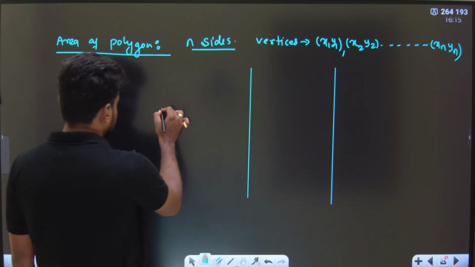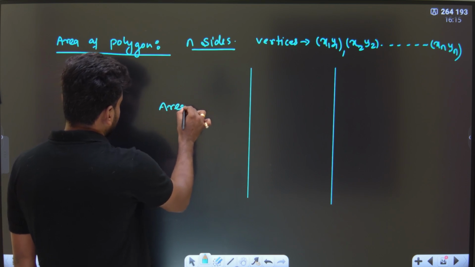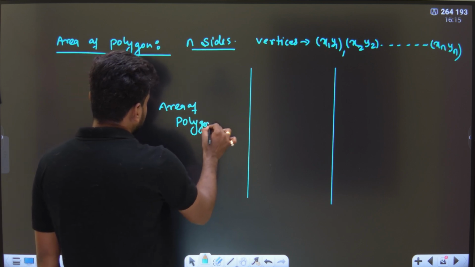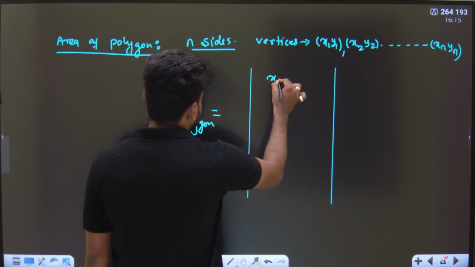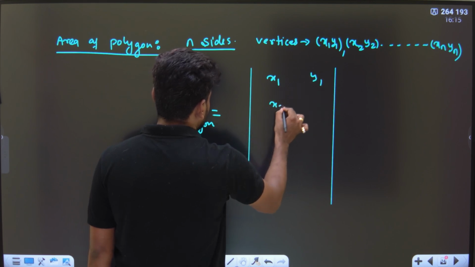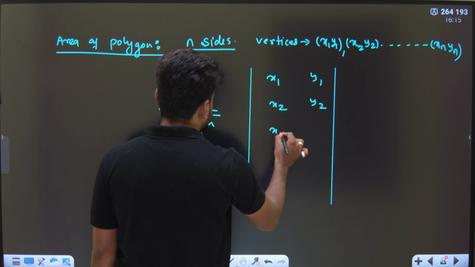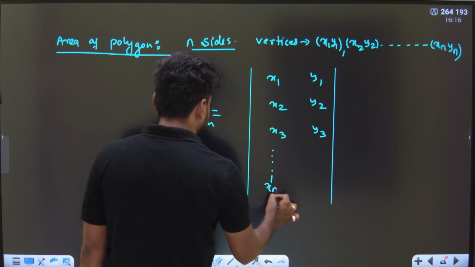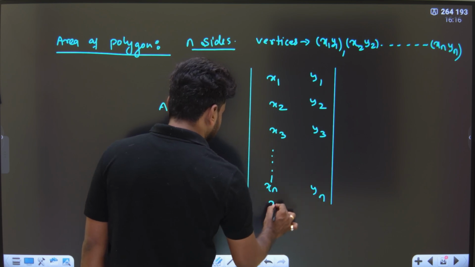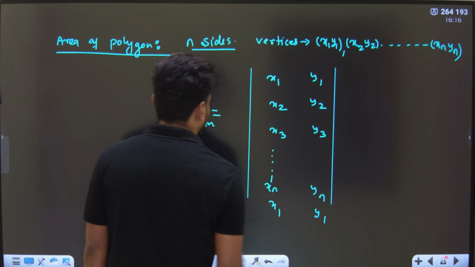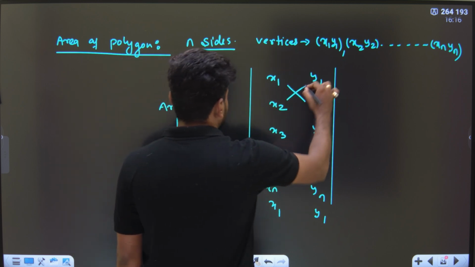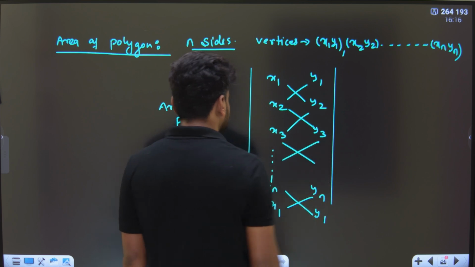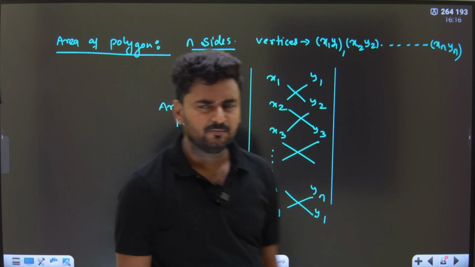The same method. The area of the polygon will be equal to, I will write x1 y1, x2 y2, then x3 y3, then like that I will go to xn yn, and then again I will write x1 y1, and I will cross multiply like this, and hence you can get the area of the polygon. Any polygon you can get.